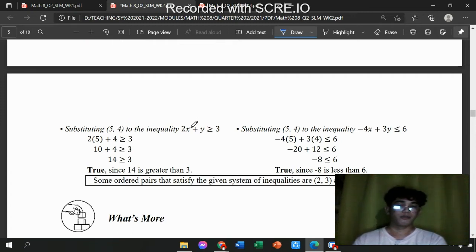Atong gyapon siyang i-substitute sa x and y sa atong given nga inequality. So after substituting 5 and 4 to the inequality, we will come up with 14 is greater than or equal to 3, which is again still true. Sa second inequality pod, maka-come up ta og negative 8 is less than or equal to 6, which is true kay mas gamay man ang negative 8 kaysa sa 6.